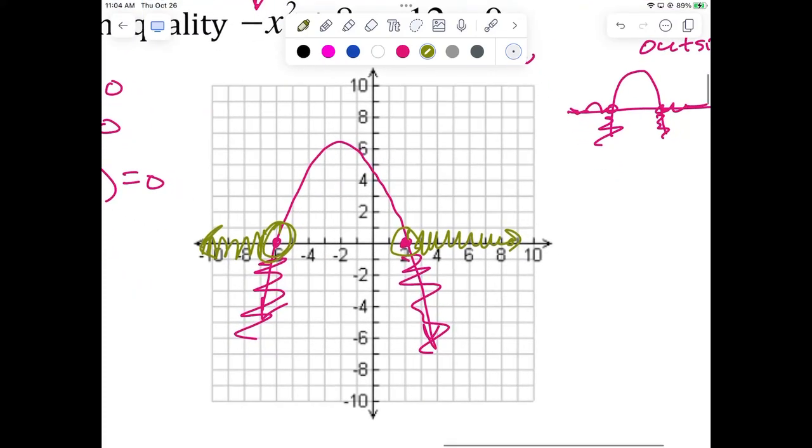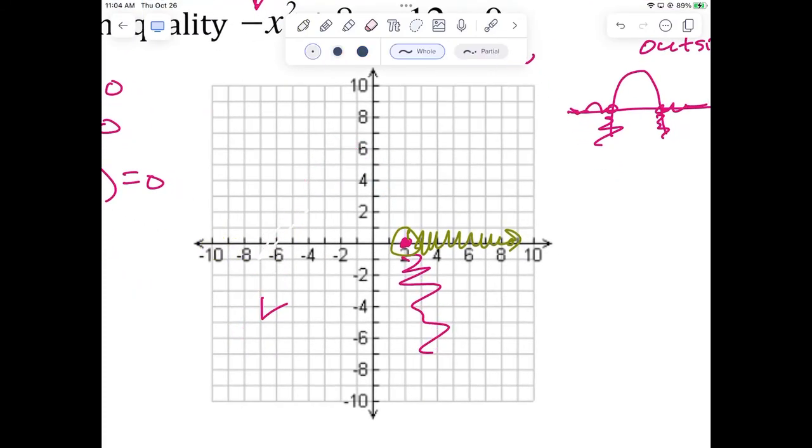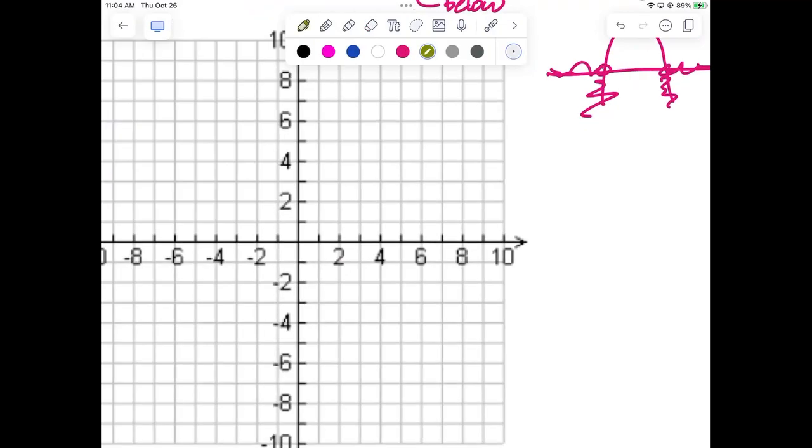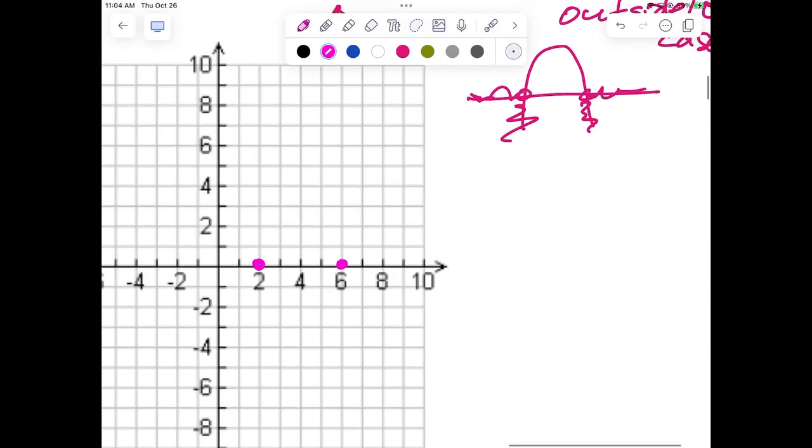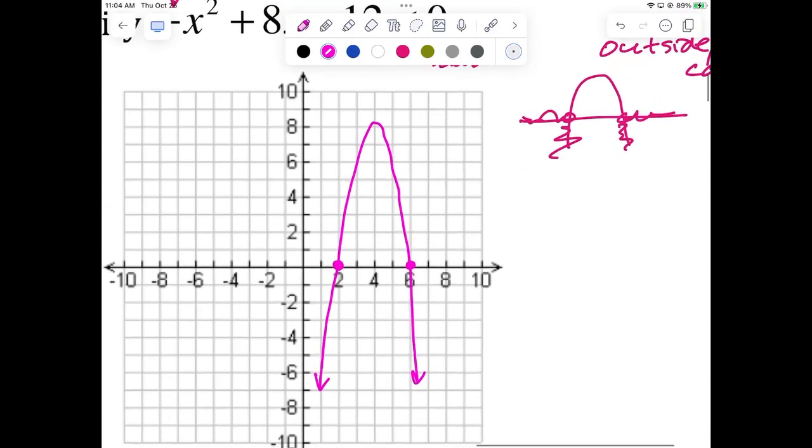Oh, yeah, what did I do? I did -6, yeah. Sorry, I had the right roots. I drew it wrong. Thank you. It's positive 2. Let's do it again. Thank you. Positive 2 and positive 6. So he's a tall, skinny little fella. There you go. Well, those are the x-intercepts.